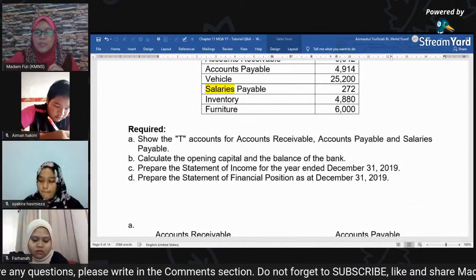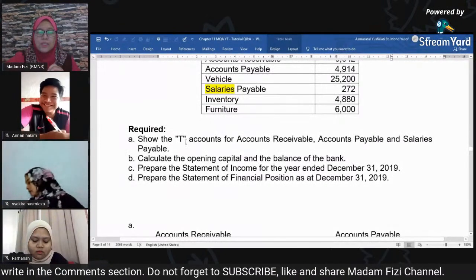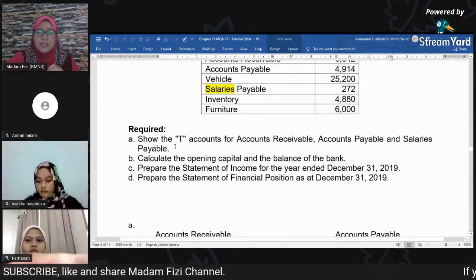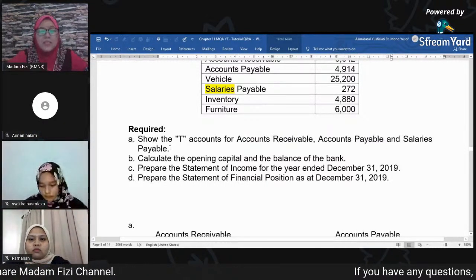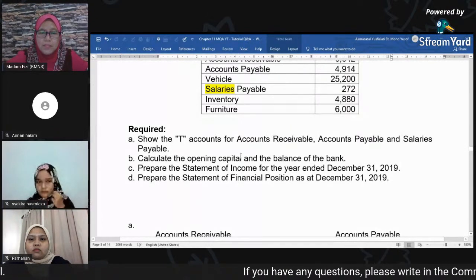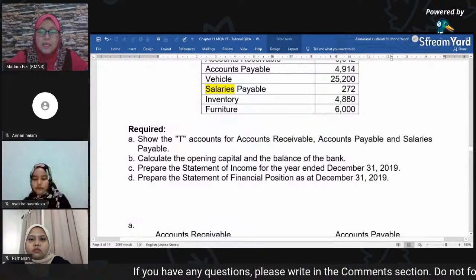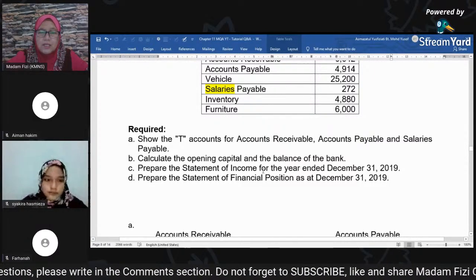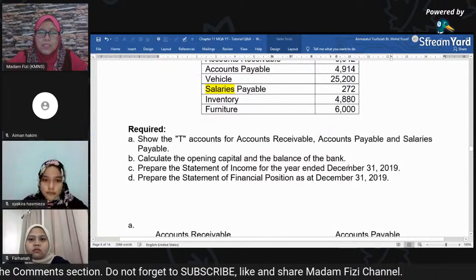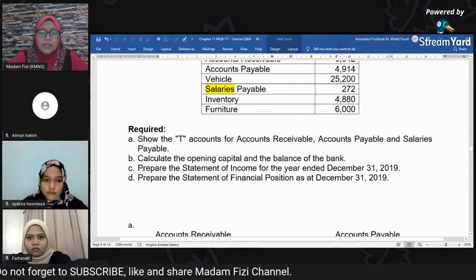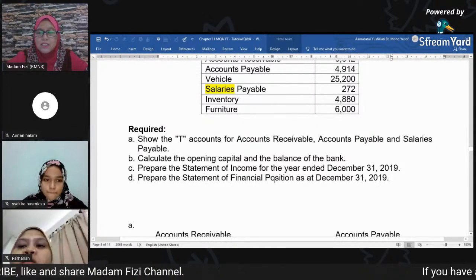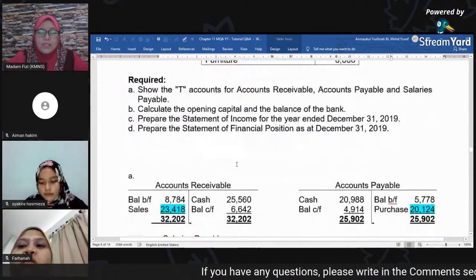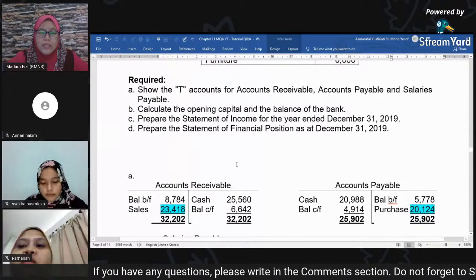Okay, so required, show the T accounts for accounts receivable, accounts payable and salary payable. B, calculate the opening capital and the balance of the bank. C, prepare statement of income for the year ended 31st December 2019, and D, prepare the statement of financial position. Okay, so we answer the question for A.